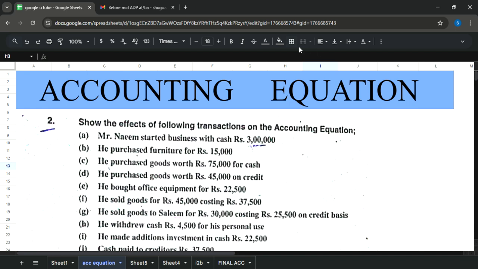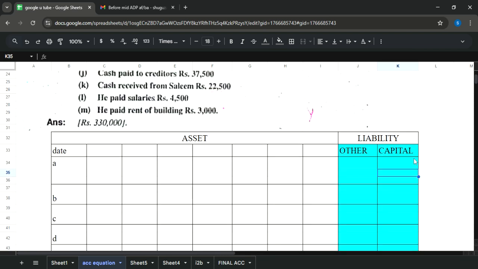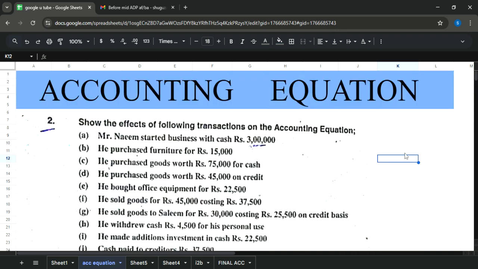Today's target is to understand question number 2, the chapter related to the accounting equation. As usual, we have a proforma where there are two different aspects. At the right side, you will see your liability. Two columns are enough to mention your liability, and several other columns are present to mention your assets. At the next step, if there is any expense or income, we will be adjusting both of them in capital. So guys, it was a brief introduction. We are now ready to start our question.